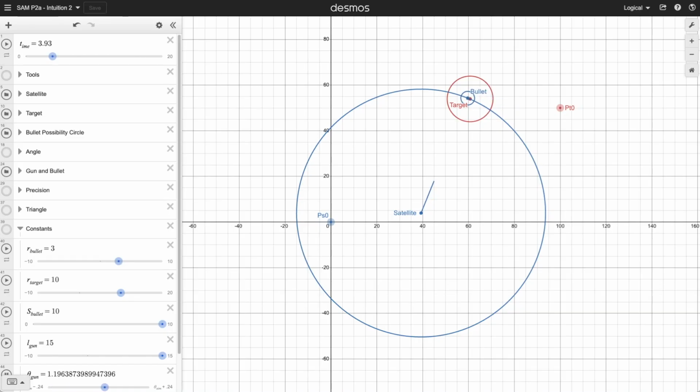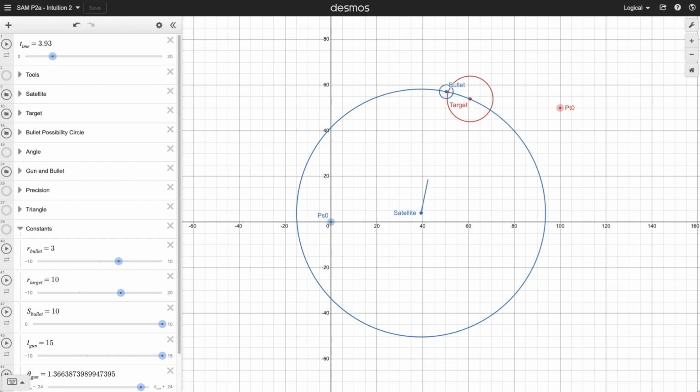In order to determine the precision necessary to hit the target, we need the radius of the target and bullet. I've added arbitrary values for these. At the 3.9-ish seconds that we found earlier, the bullet possibility circle is right over the center position of the target. You can see, watching the bullet move, that there are other locations on the bullet possibility circle that would hit. The furthest location that would work is where the distance between the target and the bullet is the sum of their radii. This is our boundary condition and the precision angle we're looking to calculate.